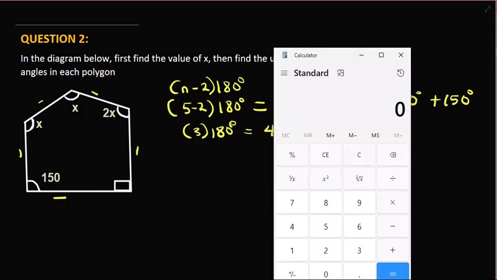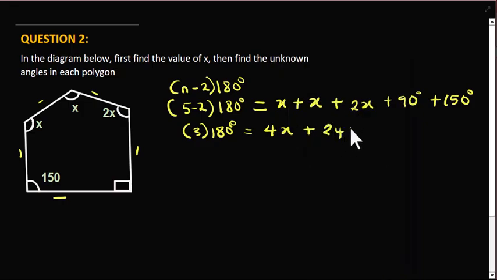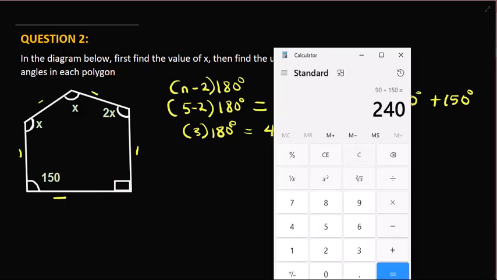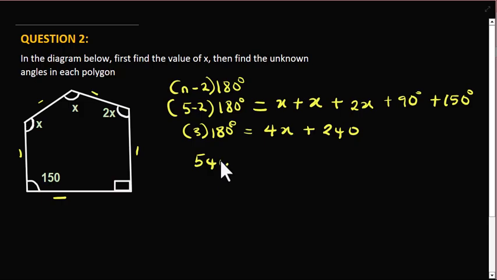Let's not rack our brains since we have an online calculator here. 90 plus 150 gives us 240, right? And 3 times 180 should be 540. We've done that before, but let's still do it. 180 times 3 is 540, and 3 multiplied by 180 is the same thing. It's still giving us 540. So 540 is equal to 4x plus 240.